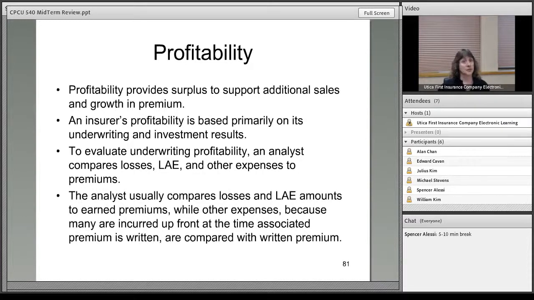The analyst usually compared losses and loss expense amounts to earned premium, while other expenses, because they are incurred up front, are compared with written premium. Okay, so what are we talking about? Again, we looked at our loss ratio and our expense ratios that combine to make our combined ratio. Whenever we look at losses and loss adjustment expenses, you always have to look at earned.